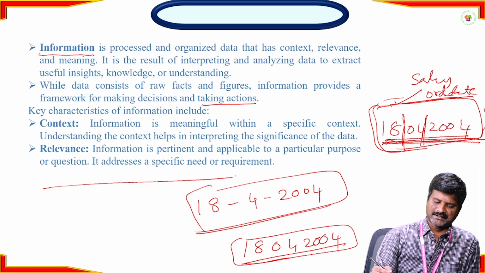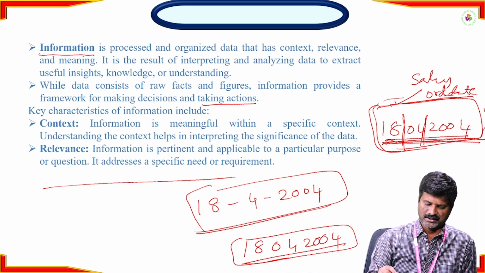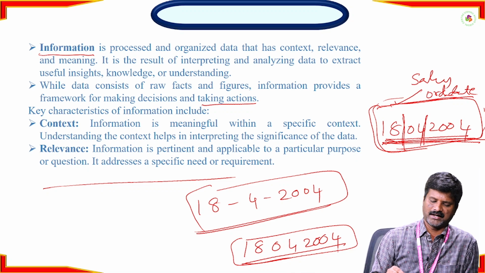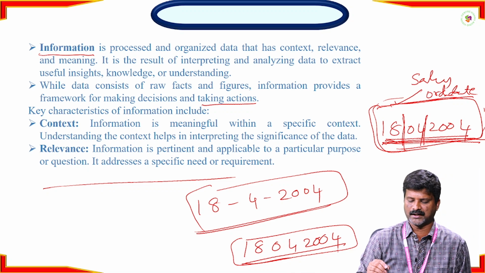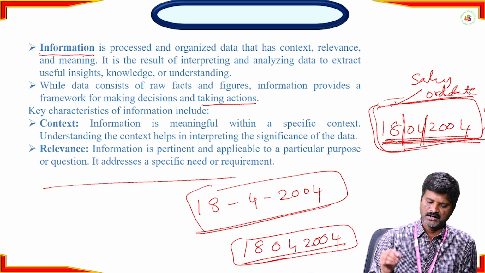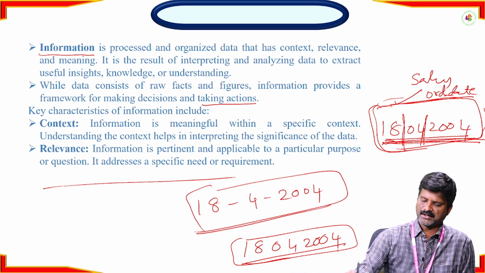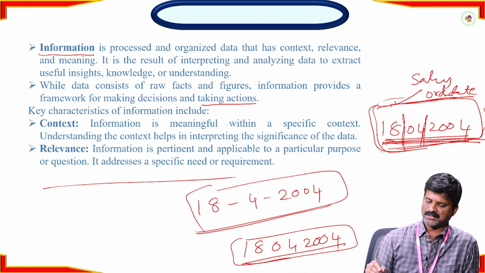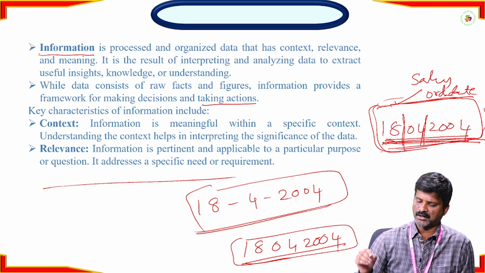Some of the key characteristics of information are context: information is meaningful with a specific context. And relevance: information is pertinent and applicable to the particular purpose or question. So when you are taking any information, there should be relevance, meaning it should be applicable to a particular purpose.